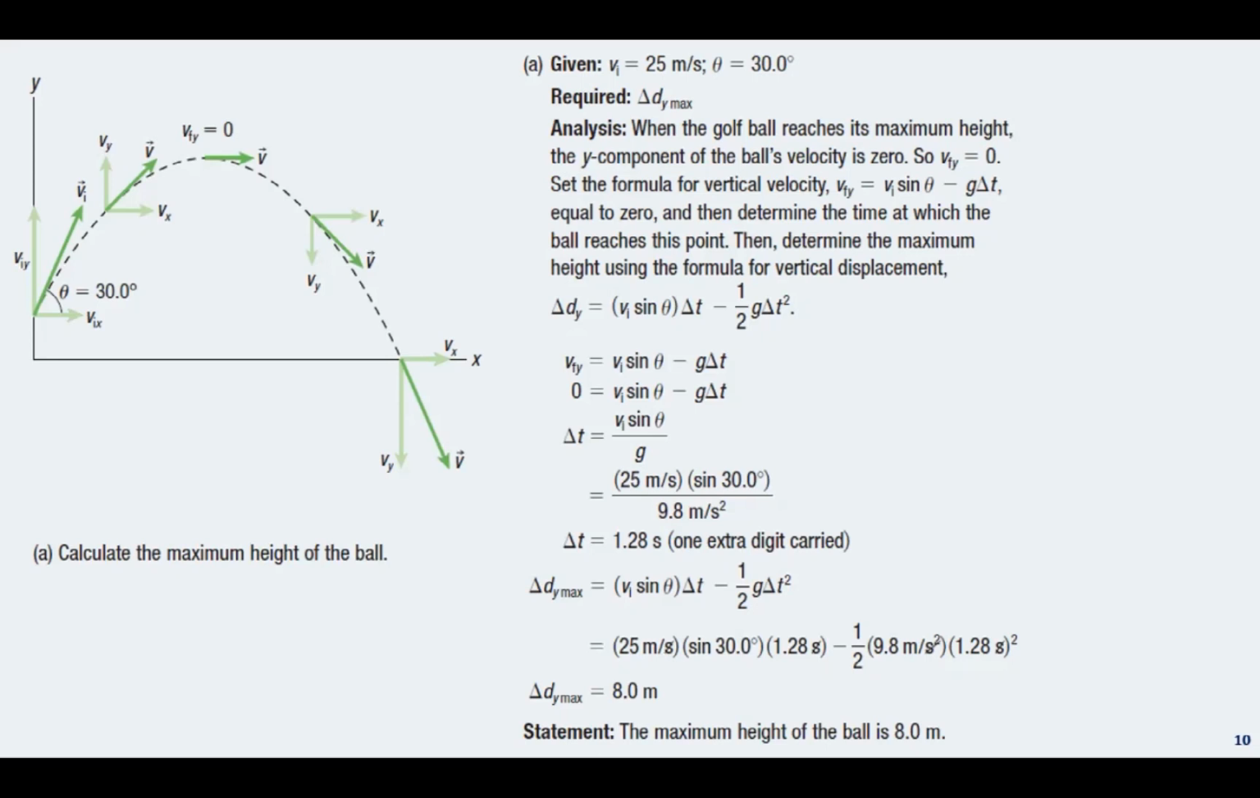And then we can find delta dy max equals vi sine theta delta t minus 1/2 g times delta t squared. Then you have all the numbers ready there, so plug these values in. We have delta dy max equals 8 meters. So the maximum height of the ball is 8 meters with respect to the initial position of the golfer.